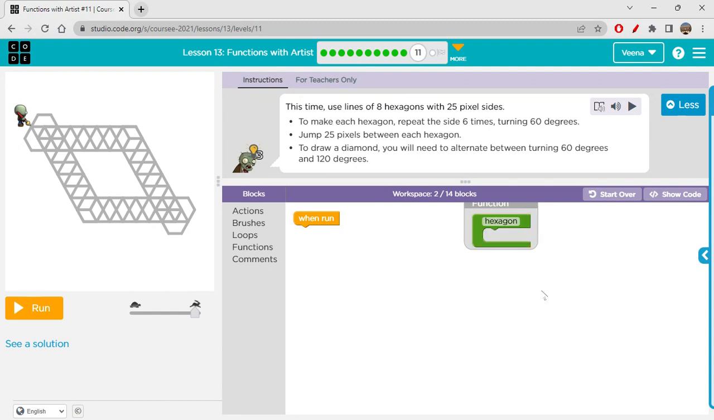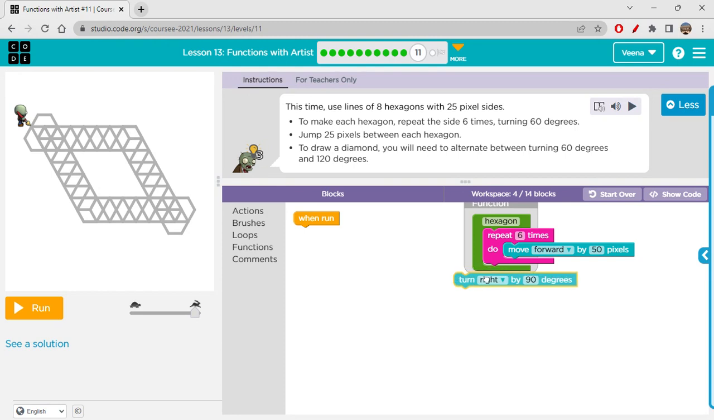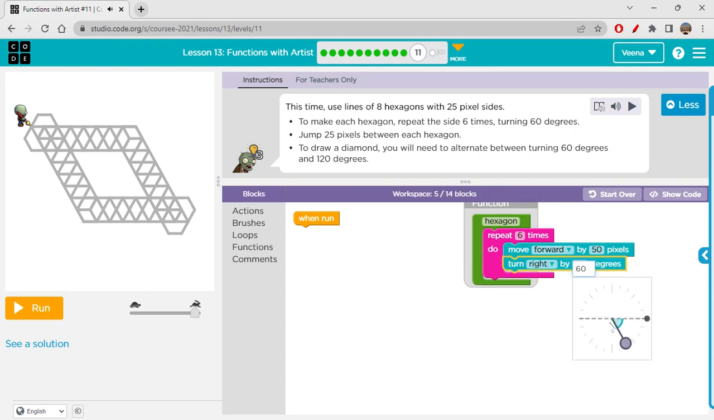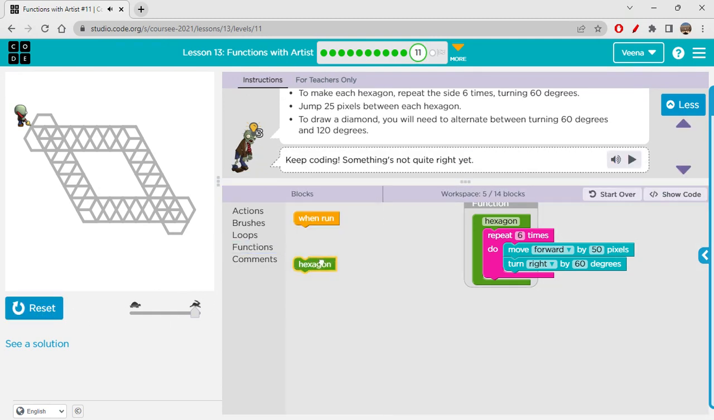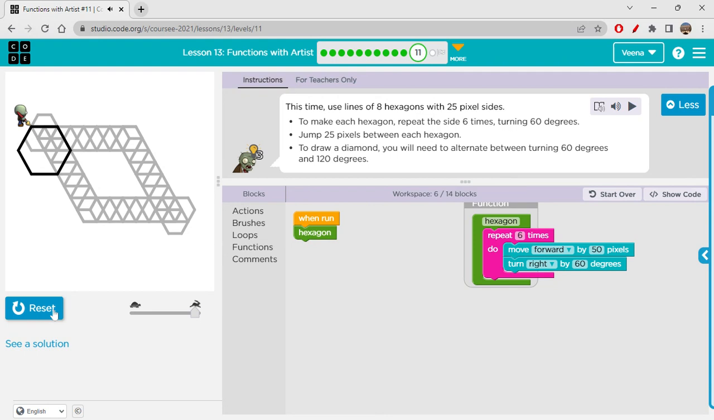Hexagon. Okay. So first thing is loops. So for hexagon, we have to repeat it 6 times. What do we have to repeat? Move forward by, hopefully this should be a 50 pixel hexagon. If not, we'll just change this. Okay, don't worry about that. Then we have to turn right. Okay, turn right by 60 degrees. This will draw one hexagon only. Okay, wait. First, let's call this function hexagon. Then you can reset and run it.